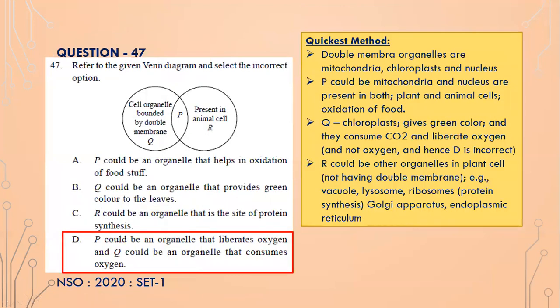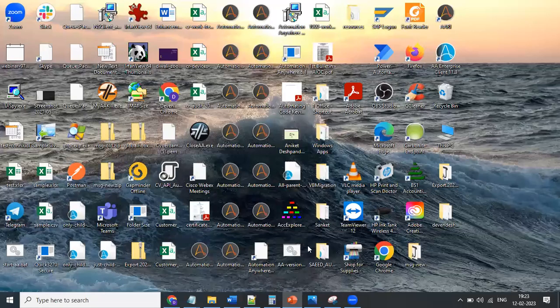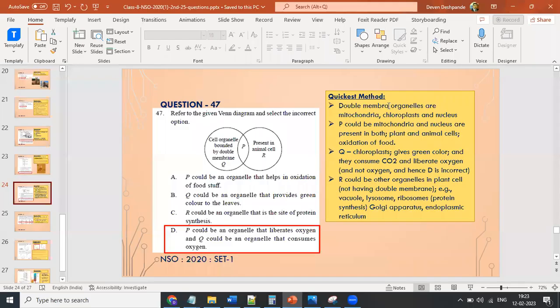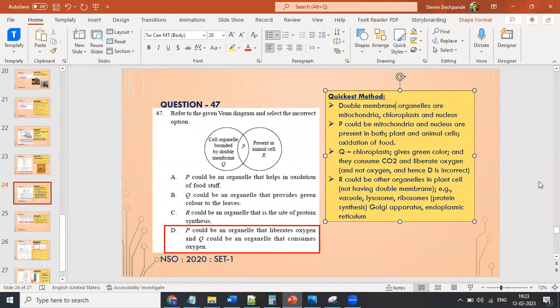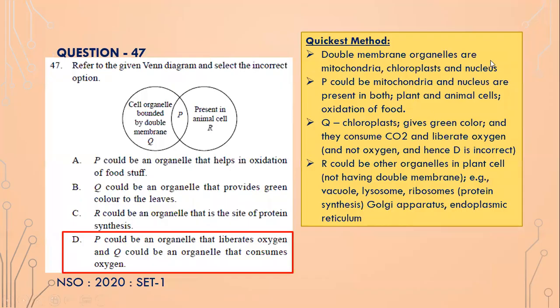Refer to the given Venn diagrams and select the incorrect option. So, double membrane organelles. Which are the double membrane organelles? They are mitochondria, chloroplast, and nucleus, isn't it? Double membrane are mitochondria, chloroplast, and nucleus. So P could be mitochondria and nucleus. They are both present in plant and animal cells, isn't it? They are double membrane and they are also present in animals.